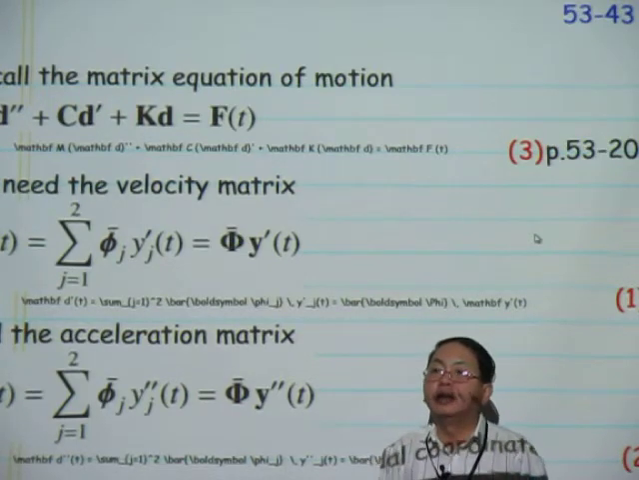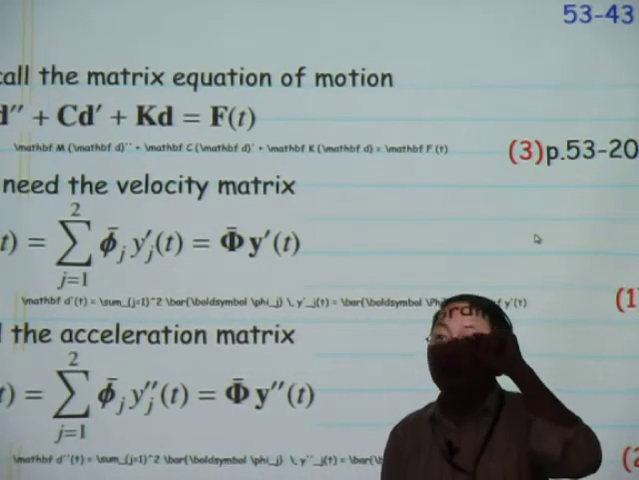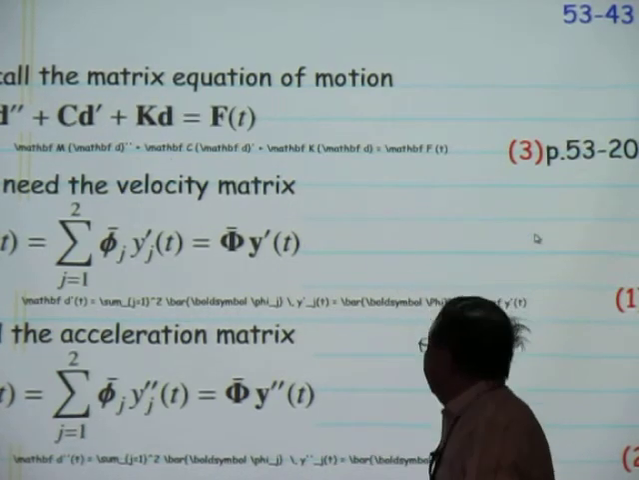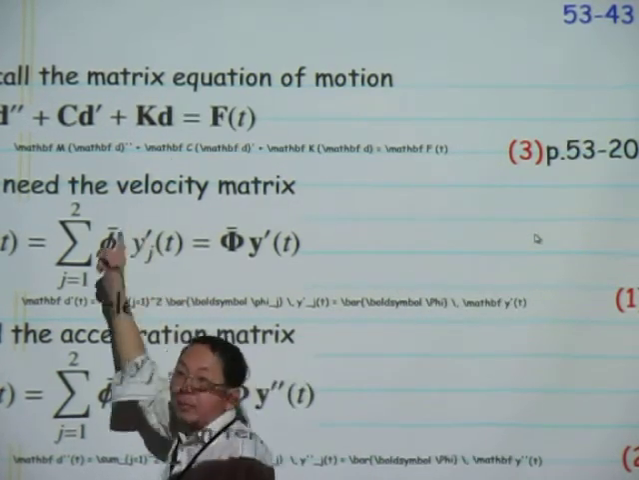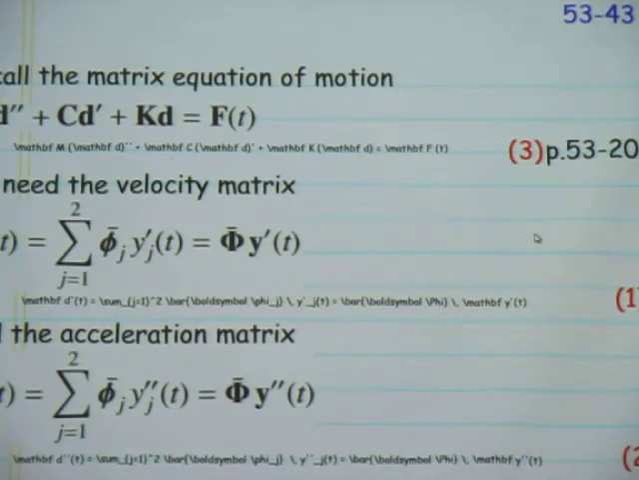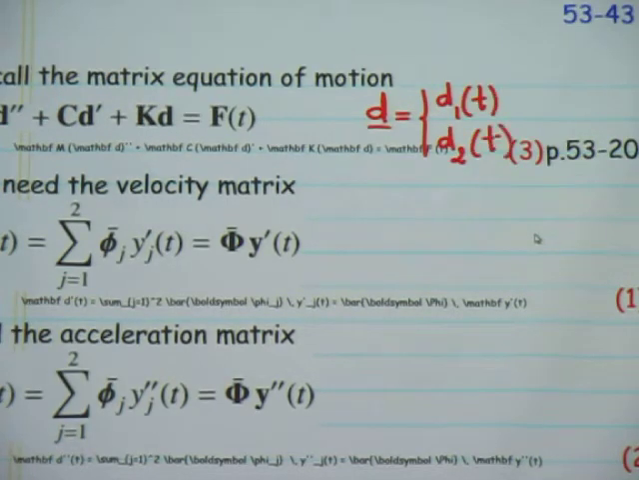The velocity matrix is a column matrix, but it's still a scalar quantity for each entry. It's the same as what we just did for regular d. D is d1 and d2, and it's time dependent. So d prime is just d1 prime and d2 prime. And the acceleration d double prime is d1 double prime, d2 double prime.